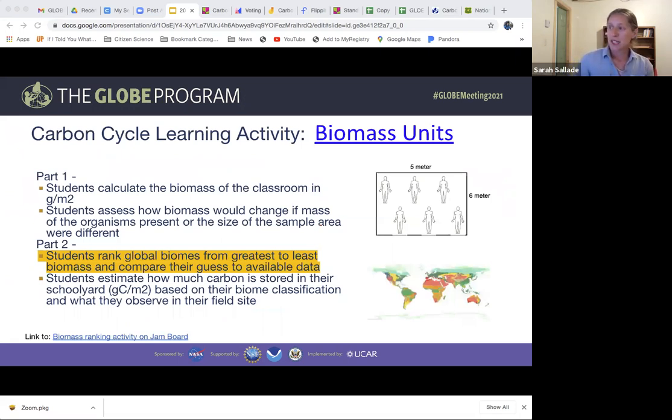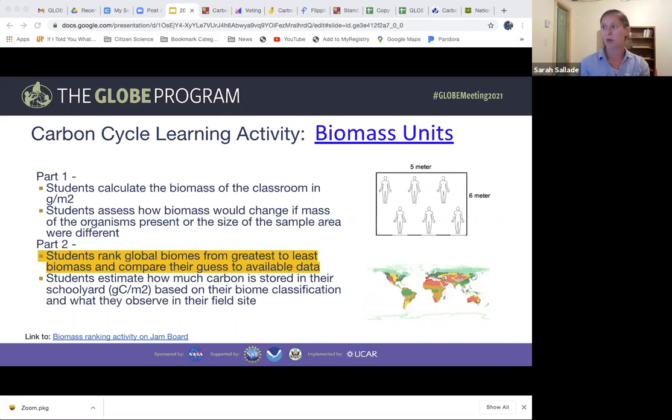So in order to get at this concept, we use the biomass units activity. Part 1 is really conceptual for students. It has them calculate the biomass of the classroom in grams per meter squared. So the amount of mass of, say, humans within that square classroom area. And grams per meter squared is the standard units of biomass, so it gives them that context. And then they think about how biomass would change if the mass of the organisms present changed.